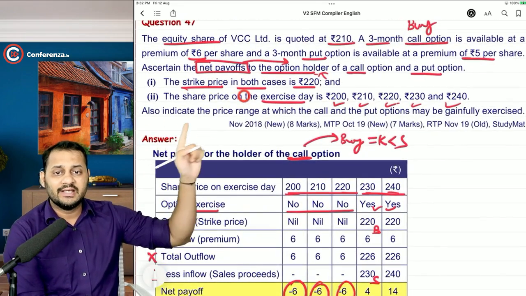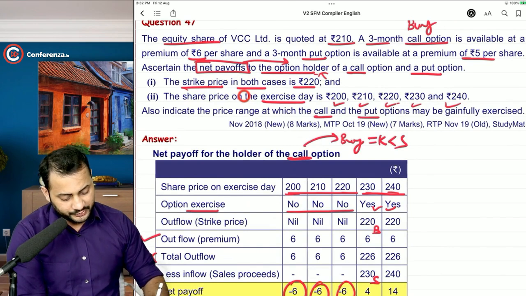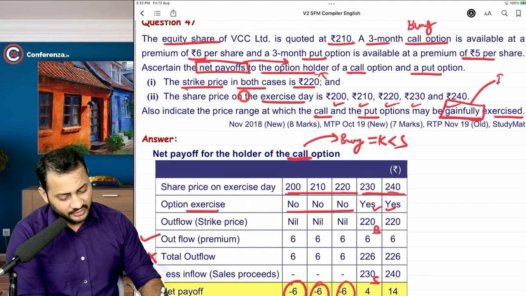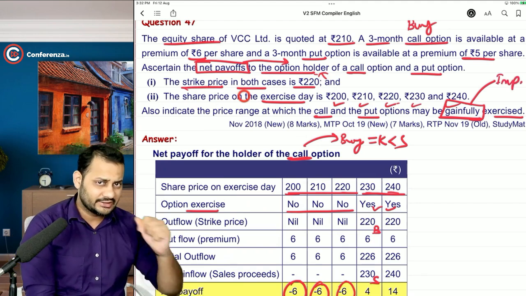Also indicate the price range at which the call and put option may be gainfully exercised. So what is most important in this case is the word gainfully. I will just explain that to you.